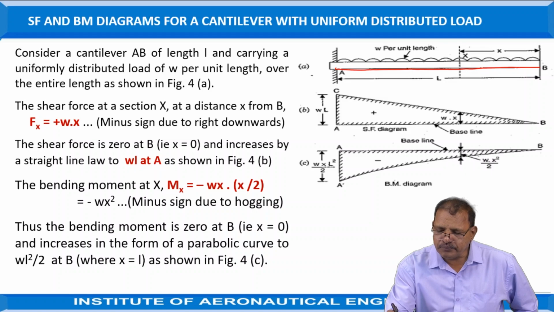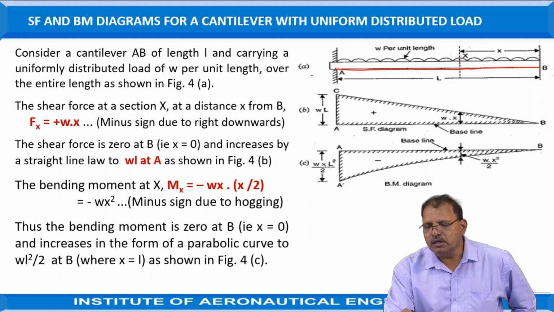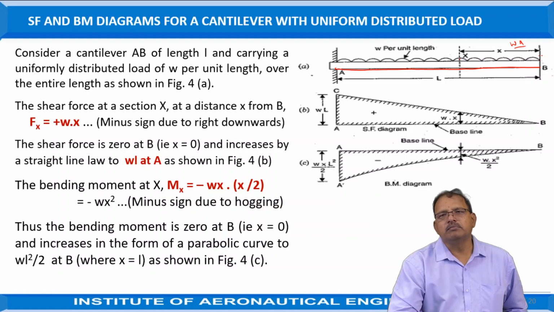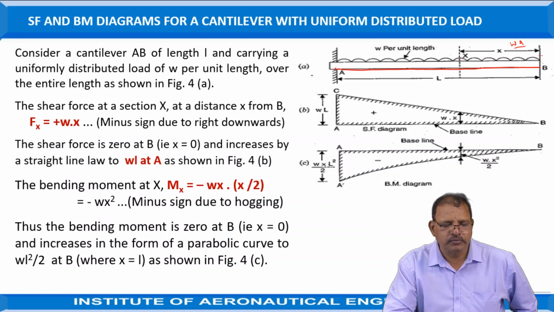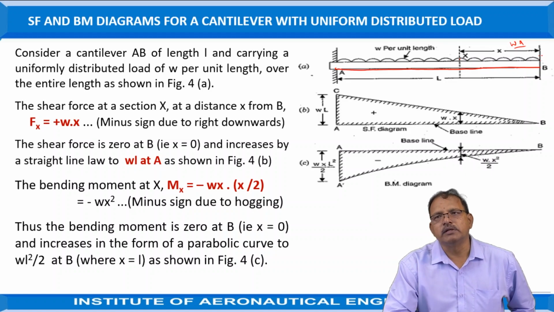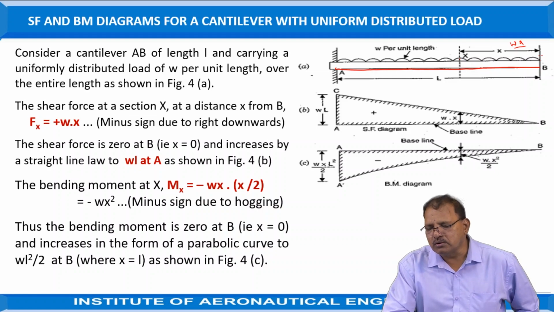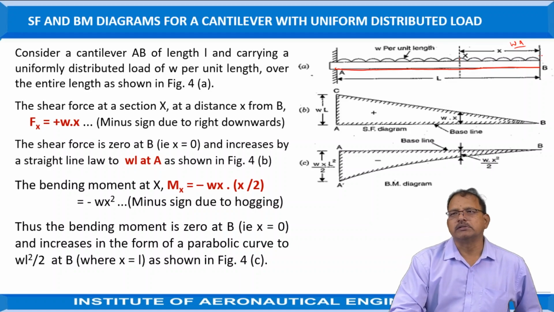Now, when I take the load at point X, the unbalanced force acting on the beam with respect to X is equal to w into x, where small w represents the rate of loading, that is w per unit length, and x represents the length from B. Hence the total load acting between B and X is w into x.